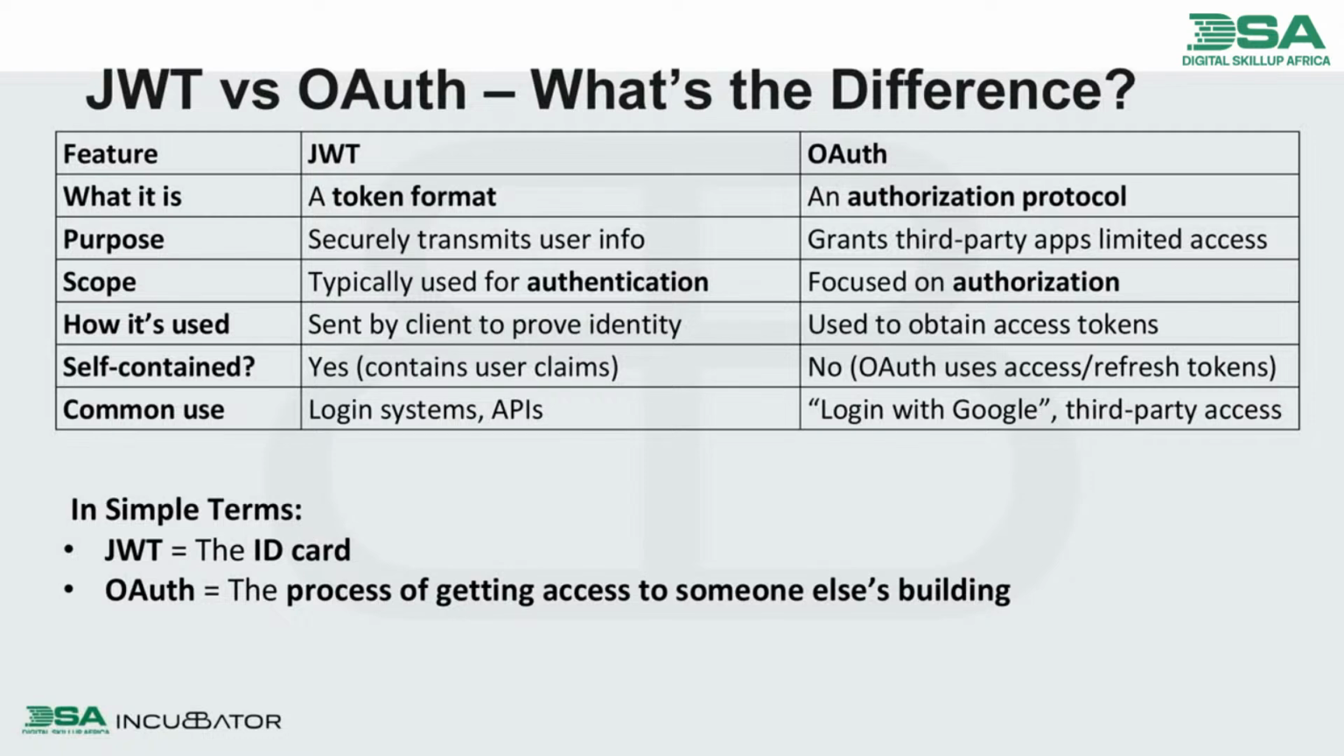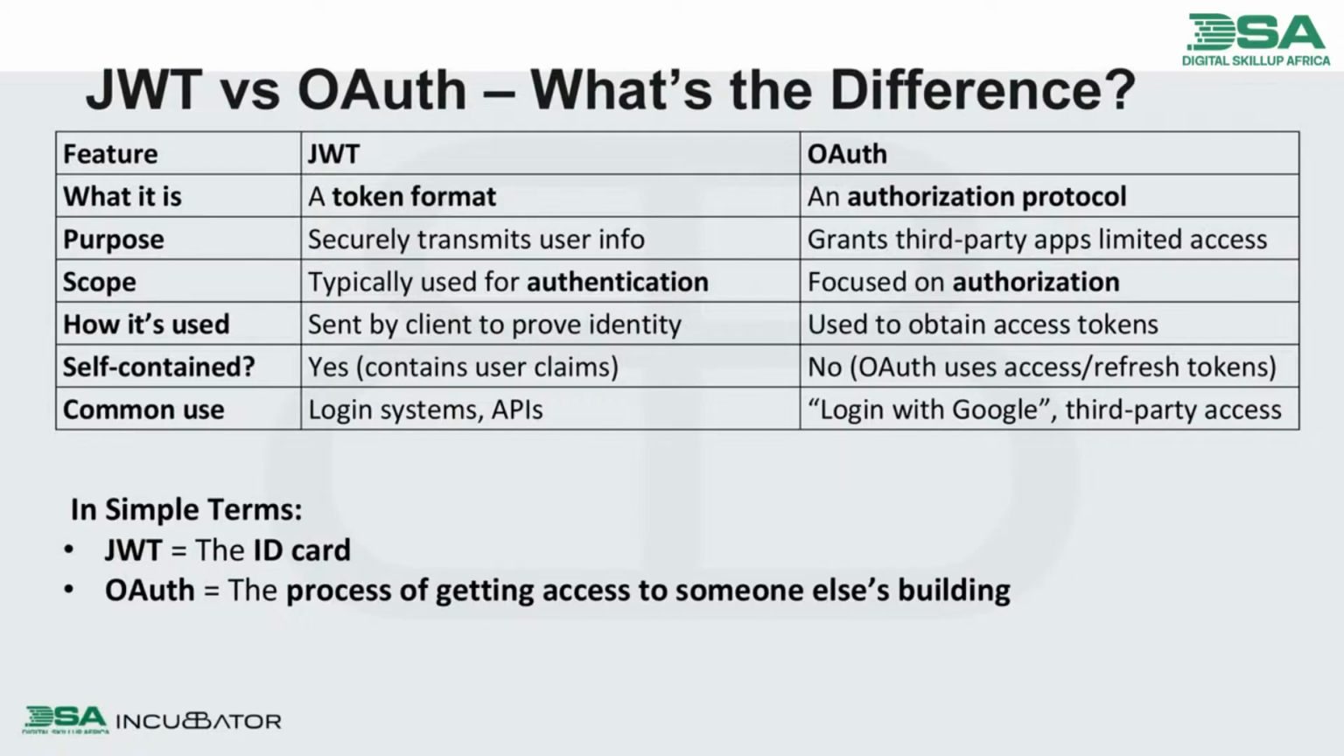OAuth is used to obtain an access token. JWT is simple, self-contained, and contains user claims. So for instance, the token we just created, if you recall, we embedded what we call an ID. We also embedded what we call a role inside that token. We can embed more data there, maybe the username. We don't want to fetch the name every time the person logs in. We want to get that data from the token. Depending on your use case, you can embed more data inside the token.